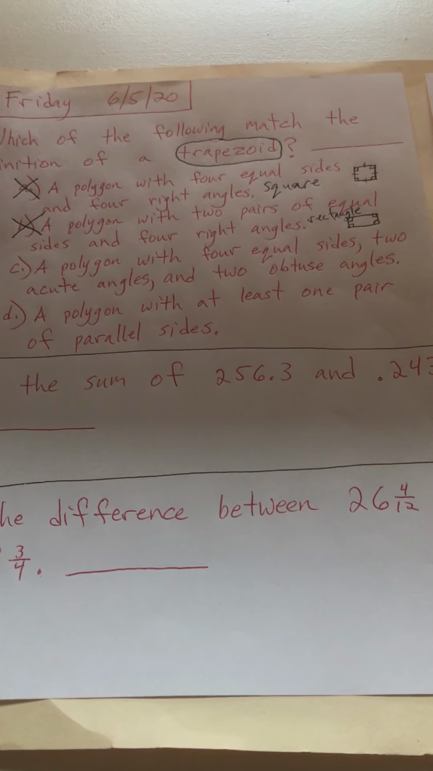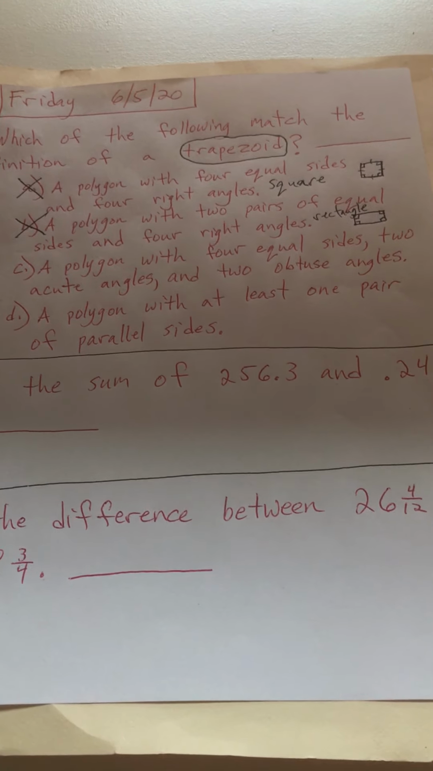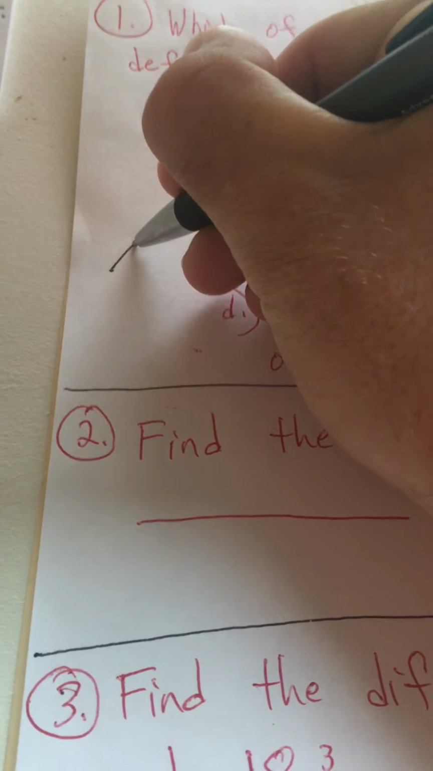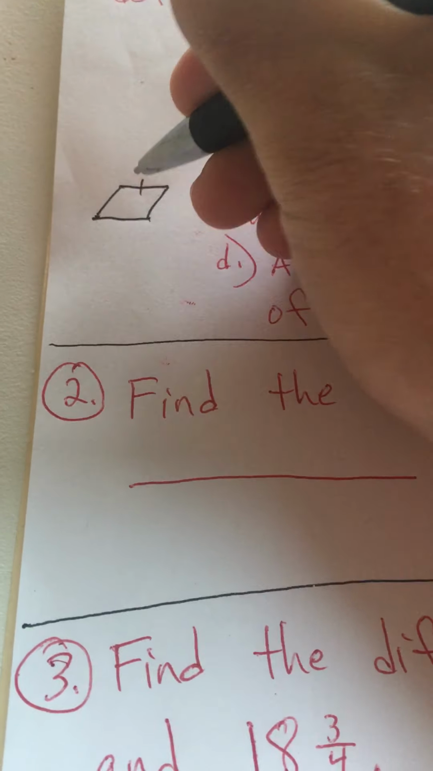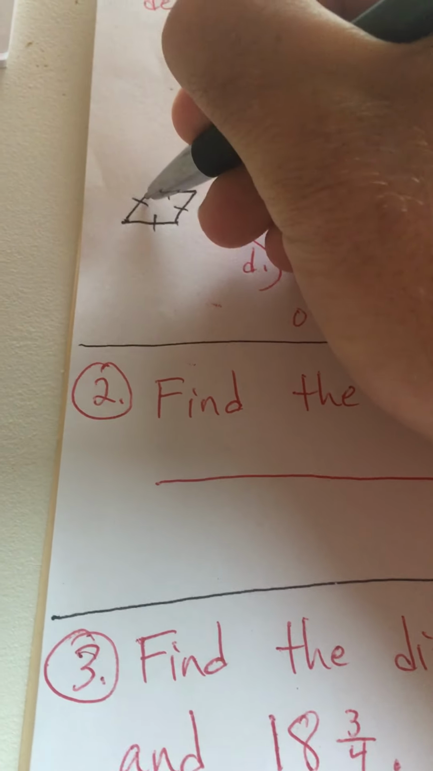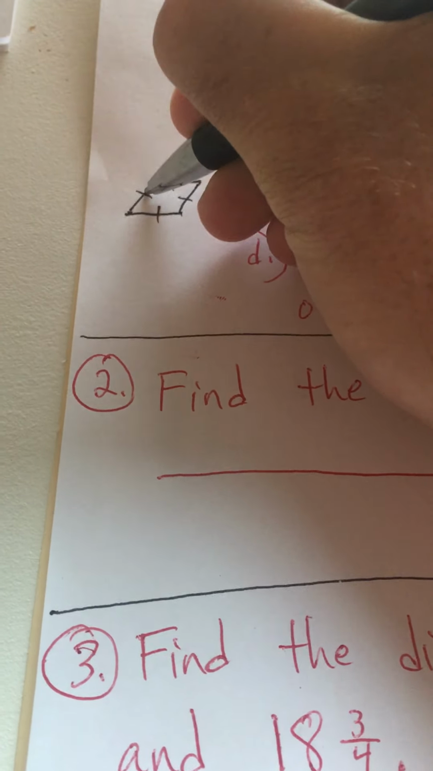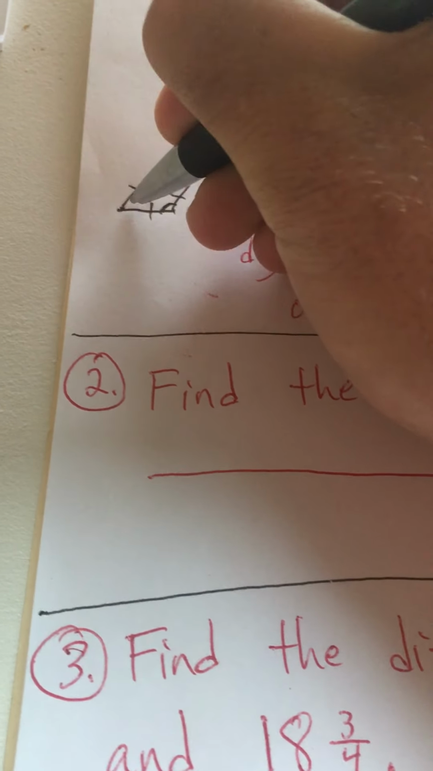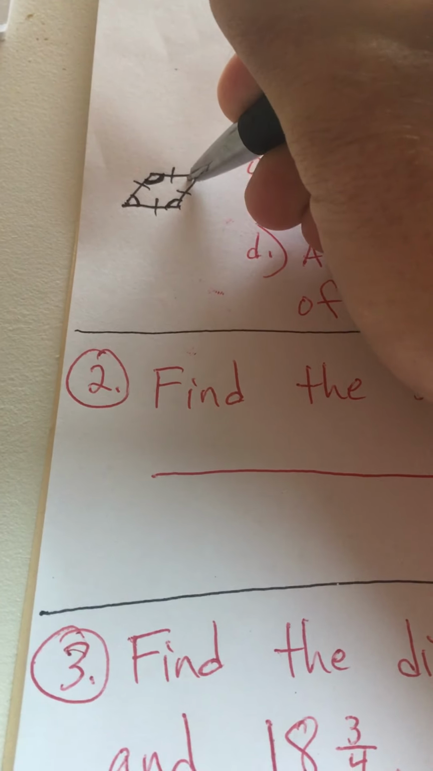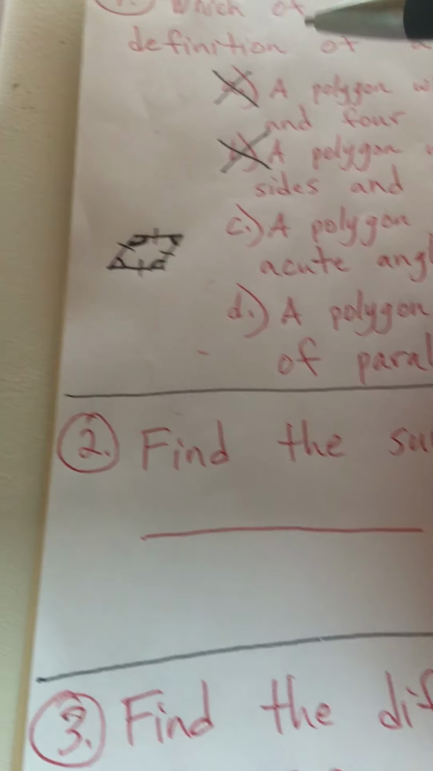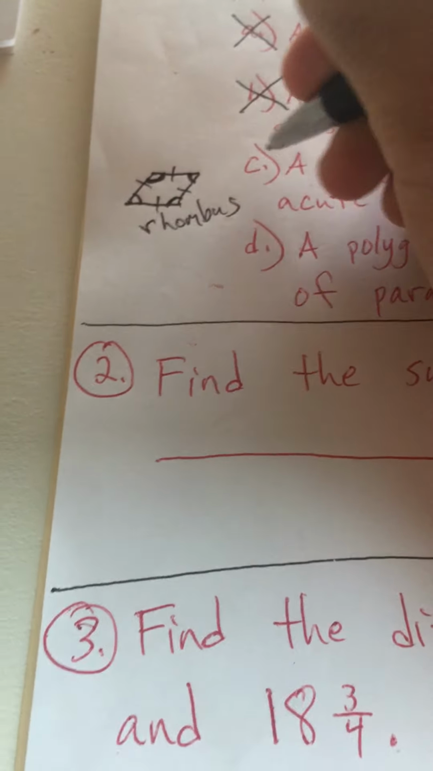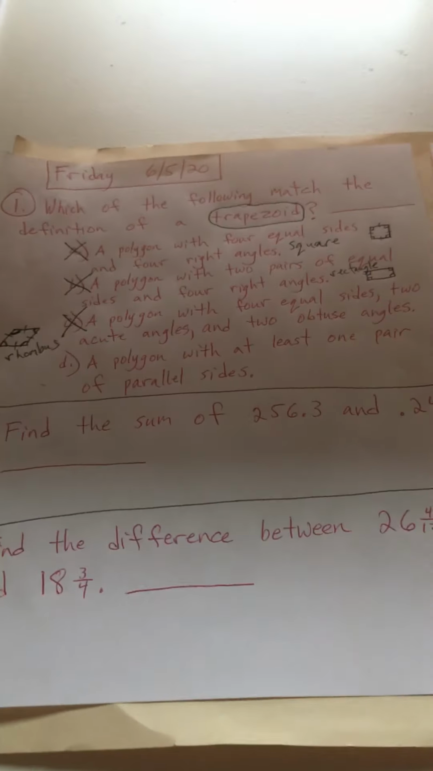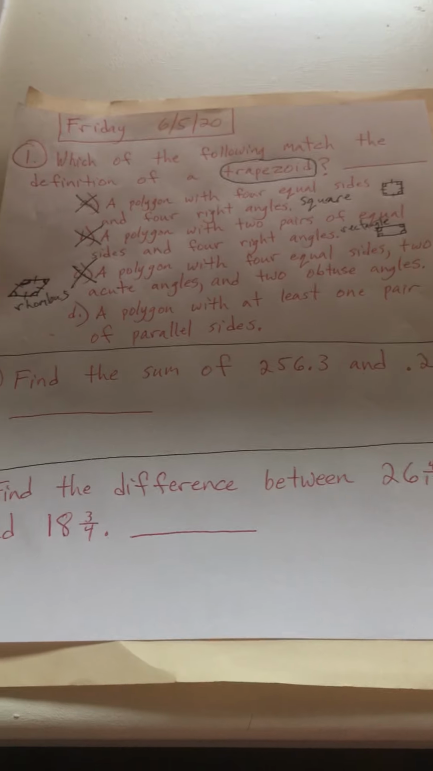C, a polygon with 4 equal sides, 2 acute angles, and 2 obtuse angles. Okay, let me draw that over here. Okay, 4 equal sides. All these sides are the same length. There's 2 obtuse angles that are greater than 90 degrees, these 2 here, and 2 acute angles that are less than 90 degrees, these 2 here. That is called a rhombus.